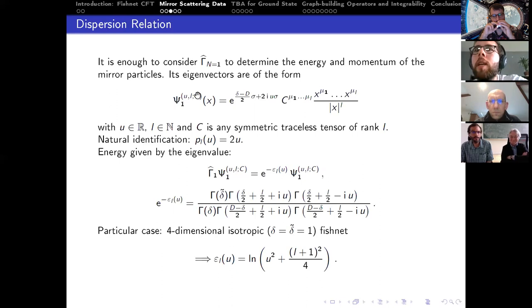Okay, and finally, there is a degeneracy in the spectrum that appears because you have a freedom of a symmetric traceless tensor. So this is just a spherical harmonic. C is symmetric traceless. It's just the internal degrees of freedom. So this is the analog of a plane wave for our system. You see you have exactly e to the ip times the position, sigma. So it's natural to identify 2u as the momentum. And then the energy will be given by the eigenvalue under the graph building operator gamma hat 1.